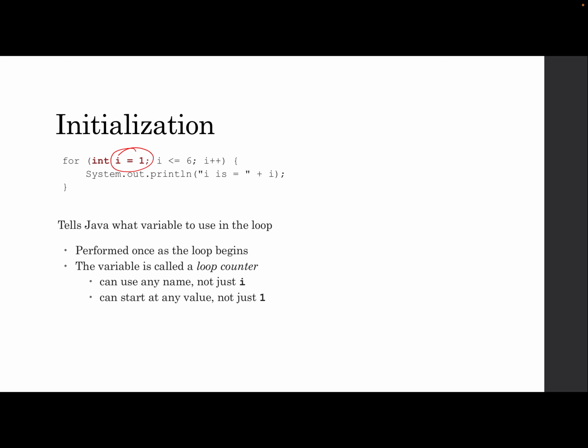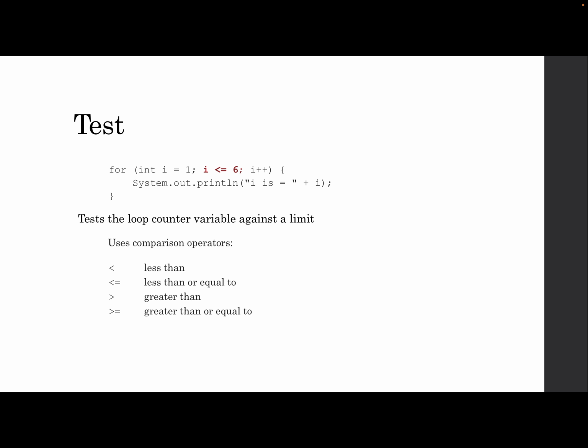So one thing to notice here is that the initialization just happens one time. So this is a one-time statement that happens. It doesn't happen every iteration. It happens once when the loop first begins, and that's it. And that's an important detail to remember. The second part then is our test condition.